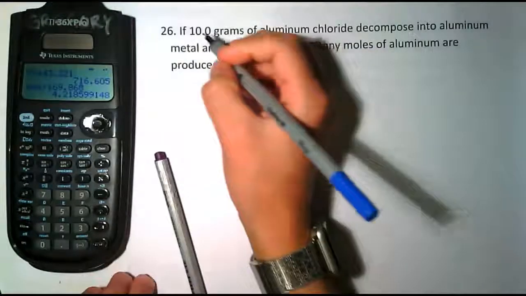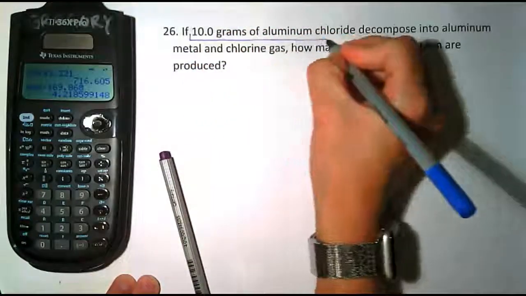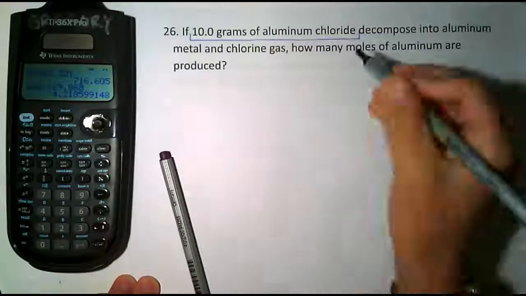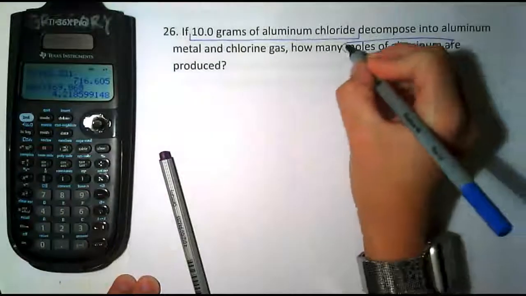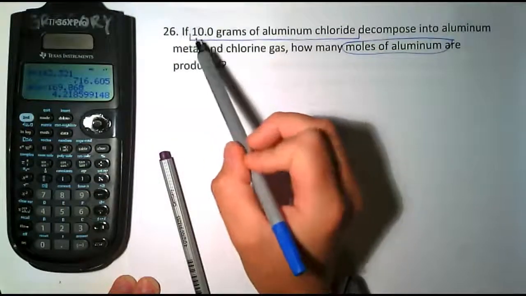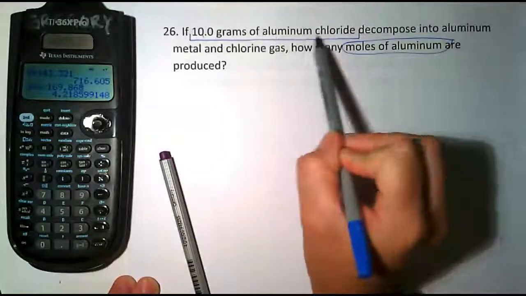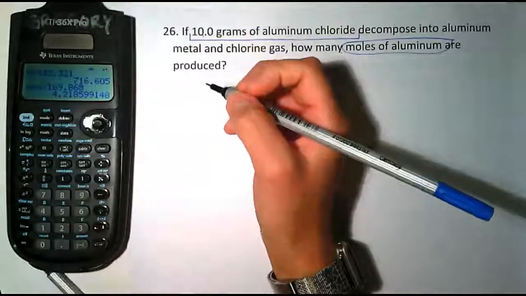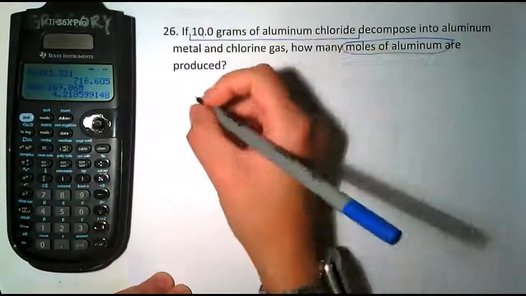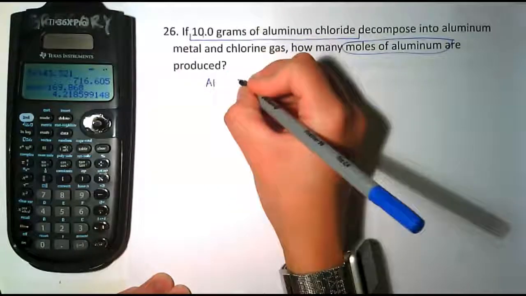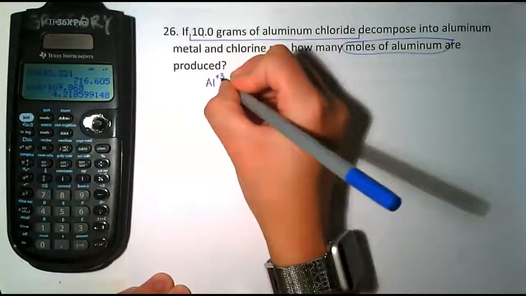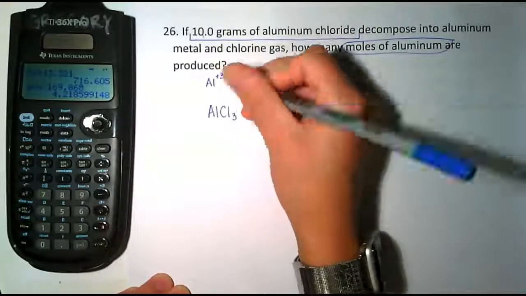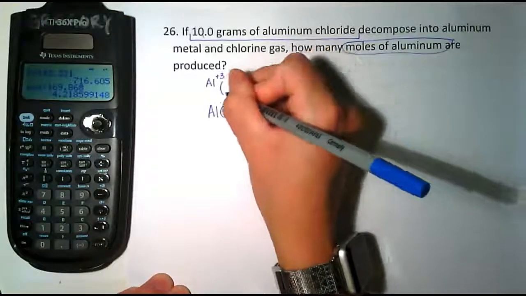If we have 10 grams of aluminum chloride, and that decomposes into aluminum metal and chlorine gas, how many moles of aluminum are produced? So I went ahead, underlined our given value, unit, and substance, and then I circled what we are looking for. So we need to go ahead and write our balanced chemical equation. We have aluminum chloride decomposing. So aluminum and chlorine. Aluminum is a +3 charge and chlorine is -1. So when we crisscross, we get AlCl3. There's 3 coming down here, 1 coming down there.